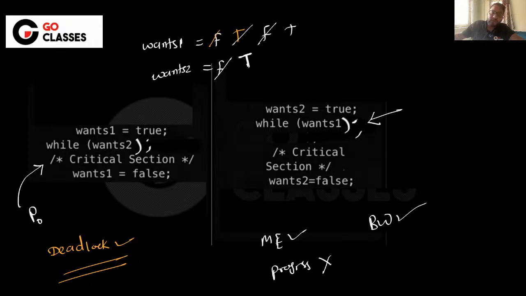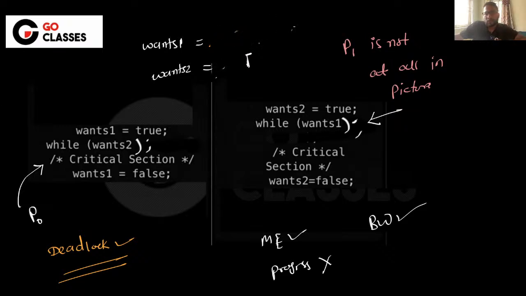So in C, I want to check whether the strict alternation is there or not. For that, what will I do? Let's suppose maybe P1 is not at all interested, not at all in the picture. And initially, let's suppose I have both of them as false. If both of them are false, then it will make it true. It is false, it will go here, and then it will make it false. Then again it can go, right? Yes, it can definitely go again and again.